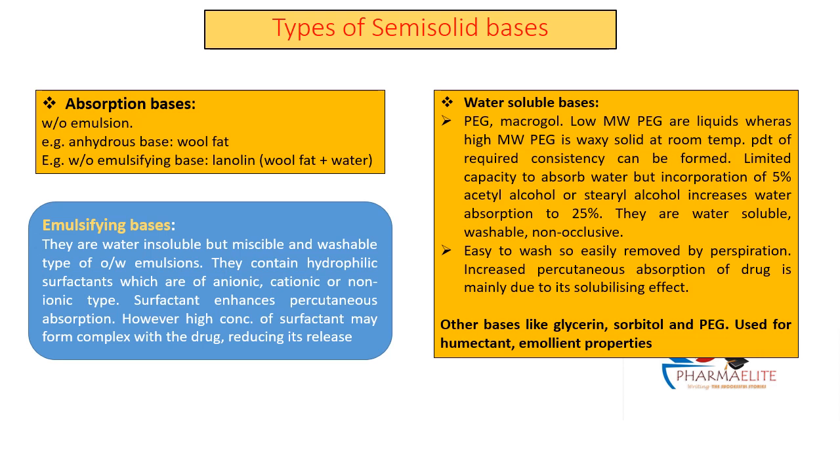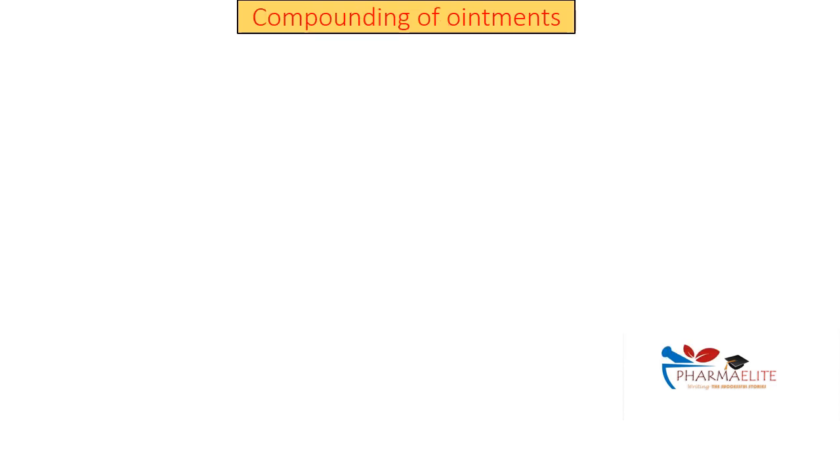Other bases besides polyethylene glycol and macrogol which are included are glycerin, sorbitol and polyethylene glycol. Polyethylene glycol was already covered above. Don't forget the examples of water soluble bases. Emulsifying bases use surfactants for oil in water emulsions, and absorption bases are used for water in oil emulsions.